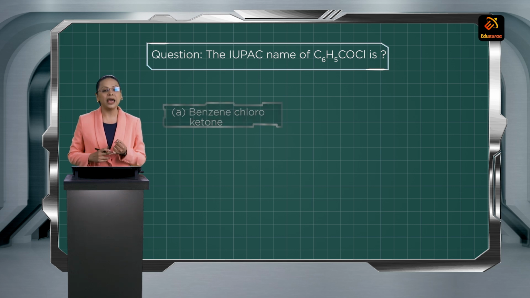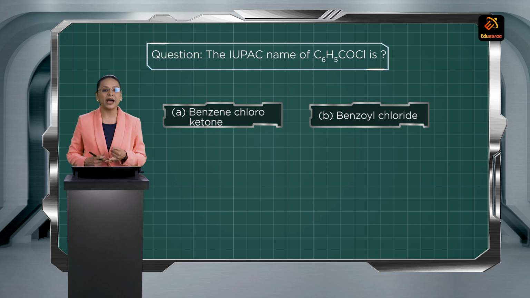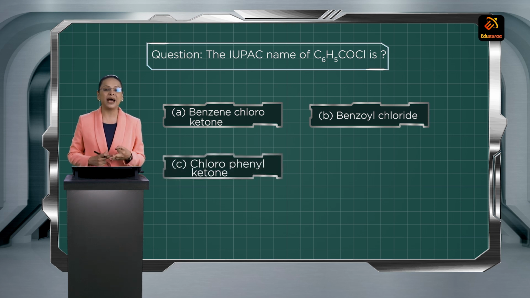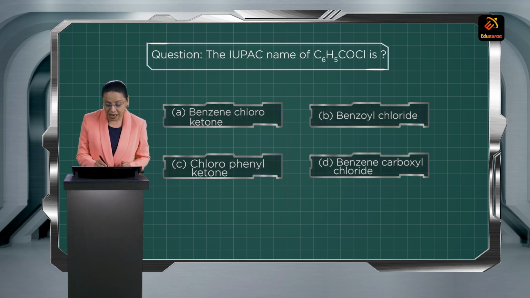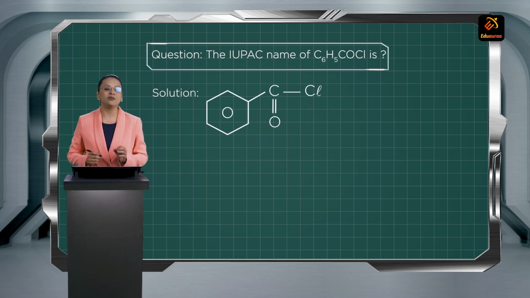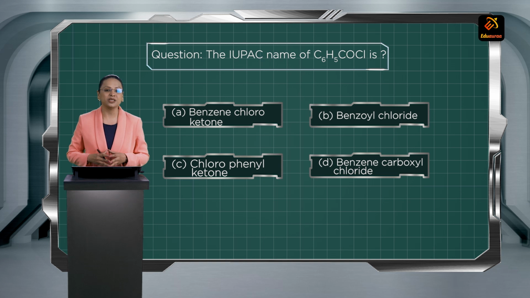Our options are A, benzene chloroketone, B, benzoyl chloride, C, chlorophenyl ketone, D, benzene carbonyl chloride. This particular question had come in IIT 2006. Let us try to solve it. It's a very easy question. Straight away, they are asking the name of C6H5COCl, which is nothing but benzoyl chloride. So the correct answer will be option B.